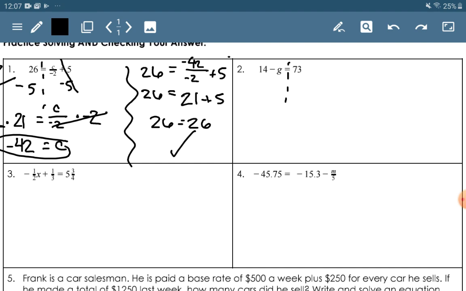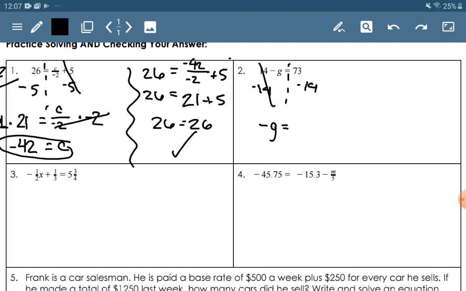I'm always looking at that sign in front. Since it's a positive 14, the only way I'm going to get rid of it is subtracting 14. I need to bring it to 0, and I'm doing it on both sides. 14 minus 14 cancels out, and I still have a minus g or a negative g left over. That's where the 2 part comes in. And on the other side, 73 minus 14 is what you are solving. And if you needed to work that out off to the side, you could, but you would get 59.